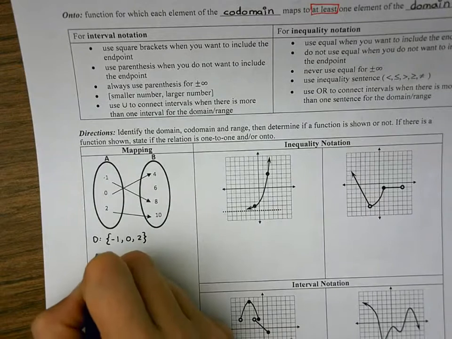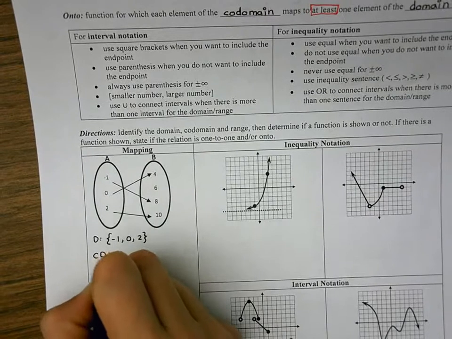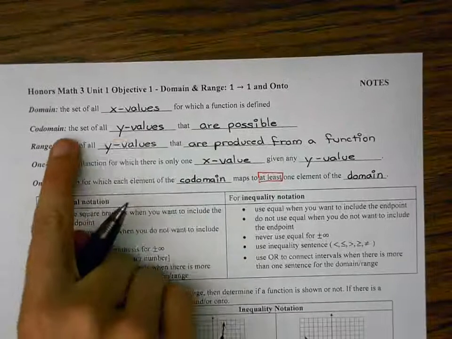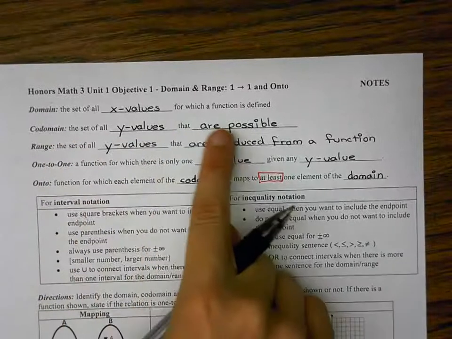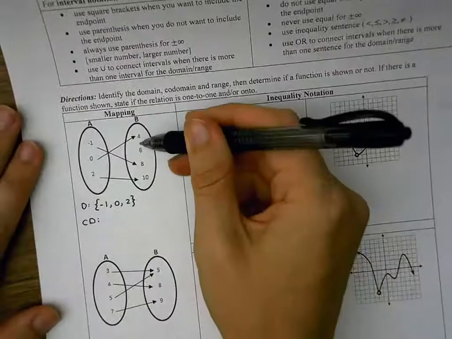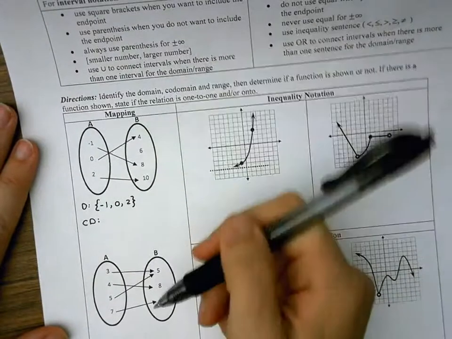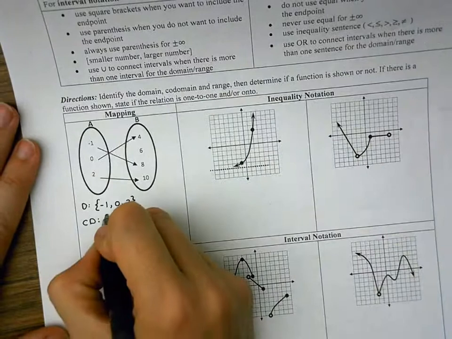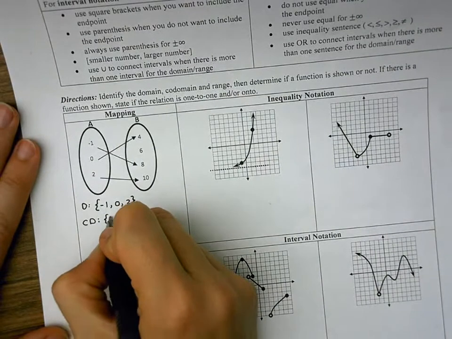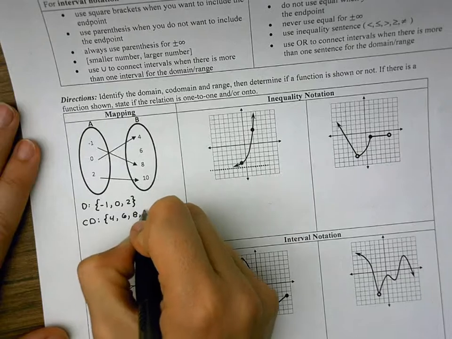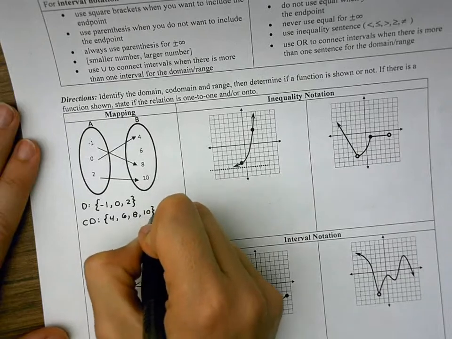Okay. My codomain, right? My codomain are all my y values that are possible, all of them on that other side. And so as I look on my range, I see 4, 6, 8, and 10. All of them are possible y values, and so all of them are part of my codomain, 4, 6, 8, and 10.